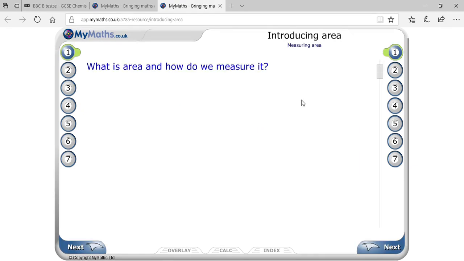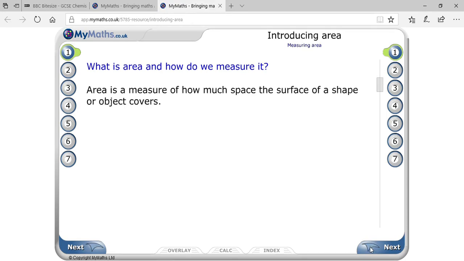First of all, what is area and how do we measure it? That can come as a one-mark question. Area is defined as how much space an object is occupying. You can also see the definition written on the screen: area is a measure of how much space the surface of a shape or object covers. That's the same thing I explained in my words. Understand?